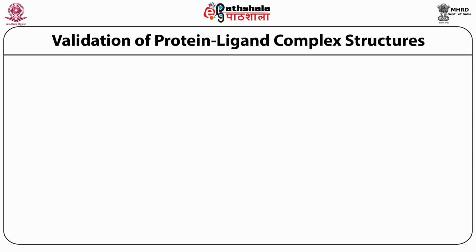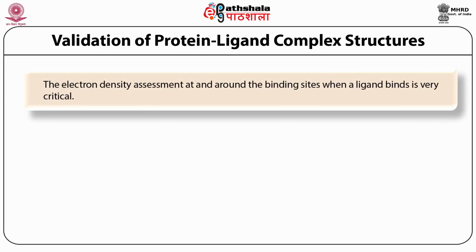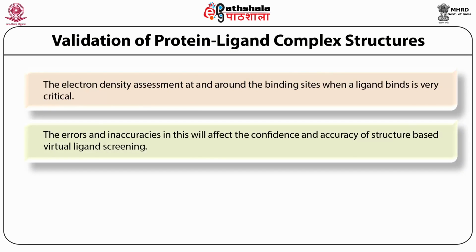Validation of protein-ligand complex structures must be done before depositing the data into the PDB. The electron density assessment at and around the binding sites when a ligand binds is very critical. Errors and inaccuracies in this will affect the confidence and accuracy of structure-based virtual ligand screening. Placing of a ligand into core density has to be avoided. Clear density not less than 1 sigma in difference Fourier maps should be there while fitting the ligand.